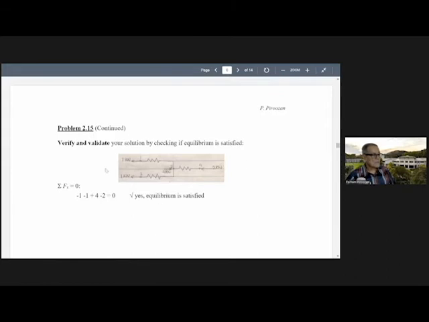Is equilibrium satisfied here? Sum of forces in the x direction to be 0, negative 1, 4, and negative 2. Yes, equilibrium is satisfied. This is how we verify and validate our solution. Without this, it is not good. We should always find ways to verify our solution. All right, that was our example problem. Any questions on this?